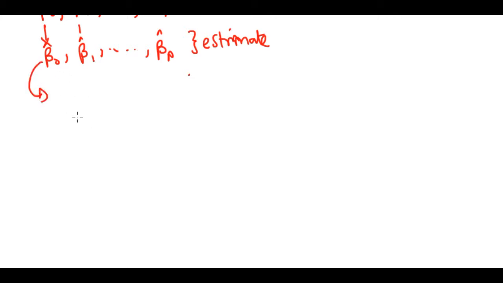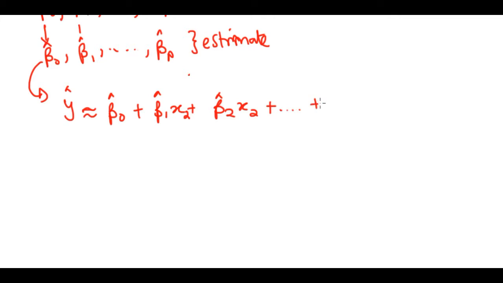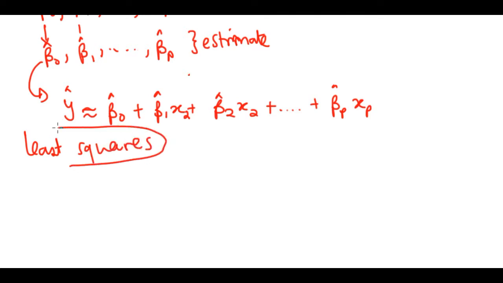So if we get these estimates, what we can do now is create that equation, just like in simple linear regression, and it will come out like this, right? Plus beta 2 x2, plus all the way up to beta p xp. We are going to estimate them using the same method, least squares, just like we did for simple linear regression.